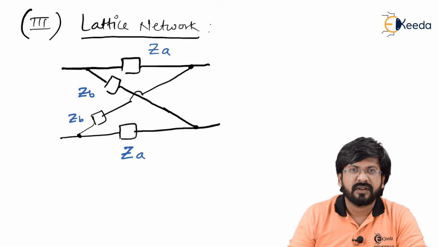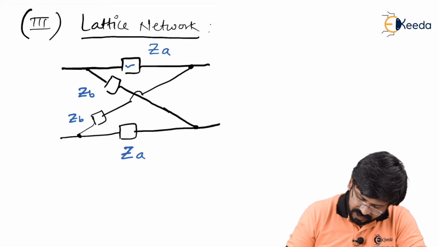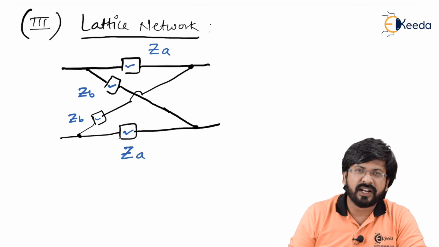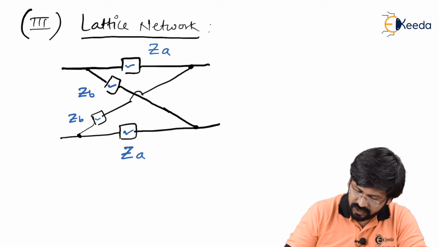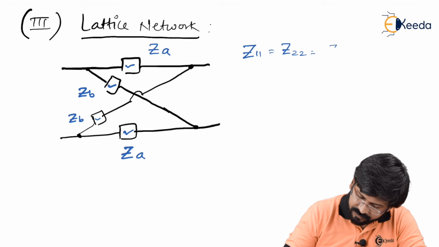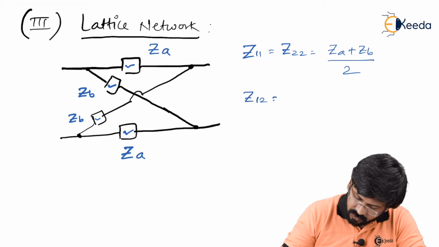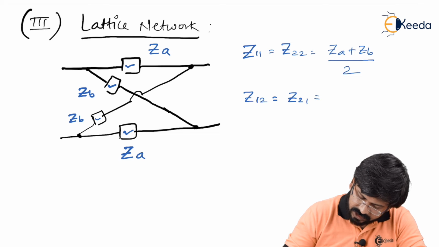This is considered a standard lattice network, where you can see that this ZA and ZA are equal and this ZB and ZB are equal. In that case, you can write Z parameters directly. So these are the shortcuts to be remembered. Z11 is always equal to Z22 in this case, which is given by ZA plus ZB divided by 2. Whereas Z12 equal to Z21, they are always equal and given by ZB minus ZA by 2.